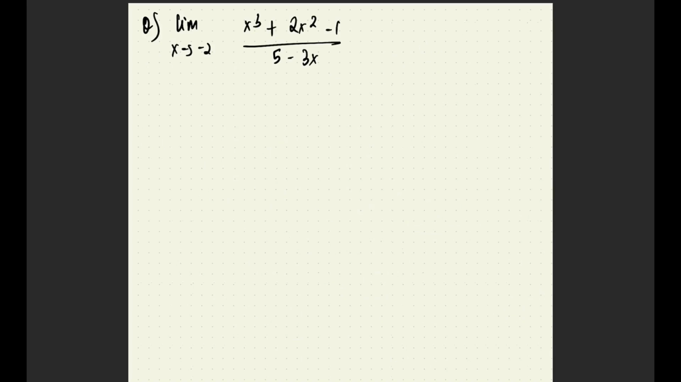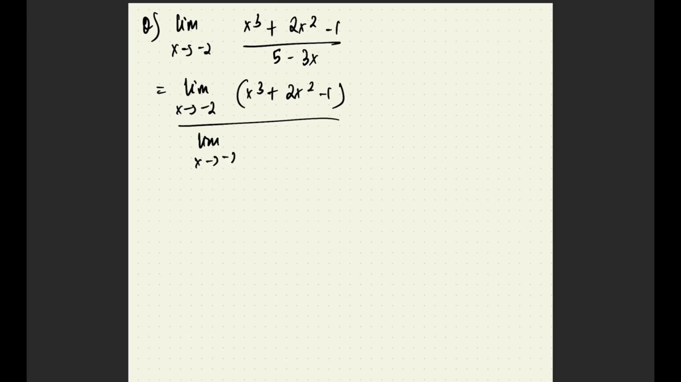Okay, so let's look at this final example. Looks a little complex and we might have to use different sorts of laws. So first we can use the quotient law, right? So this is basically the limit as x approaches minus 2 of x cubed plus 2x squared minus 1 divided by the limit as x approaches minus 2 of 5 minus 3x.